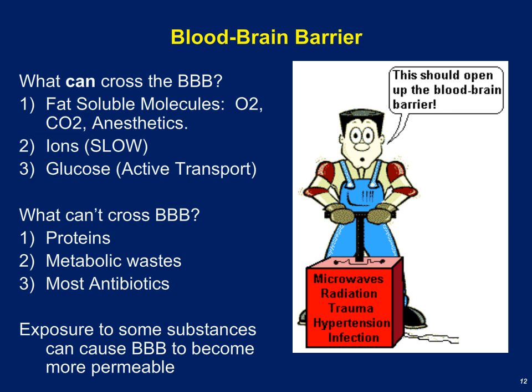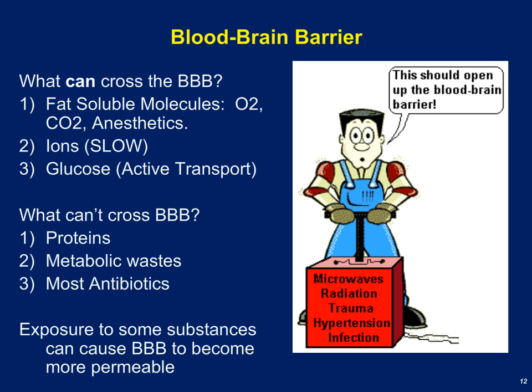And these are things such as fat-soluble molecules. Also, oxygen, carbon dioxide, any small nonpolar molecule can make it across fairly easily, as can many analgesics and anesthetic agents. Ions can also move across, but they tend to do so very slowly, and so we have a different ion concentration within the brain and cerebral spinal fluid than we would within the bloodstream. Now, glucose, of course, is our major energy source, and it can move across, but it does so through the process of active transport.